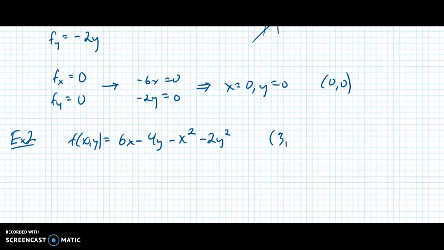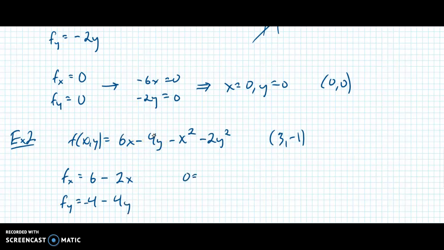Okay, it is at (3, -1) if I've done my work correctly, and I'll show you where that comes from. Partial x is equal to 6 minus 2x, because this term derives away and this one gives me minus 2x. Partial y is equal to 4, and I should have said there's no y here, so it goes away. It derives to 0, this derives to 0, and then this gives me minus 4y. It's a negative 4 right here. Boom. And then minus 4y.